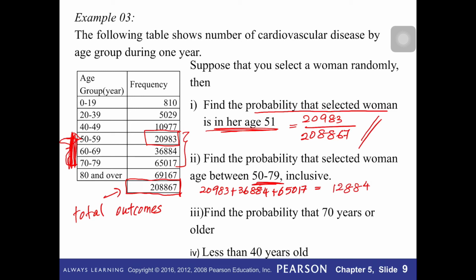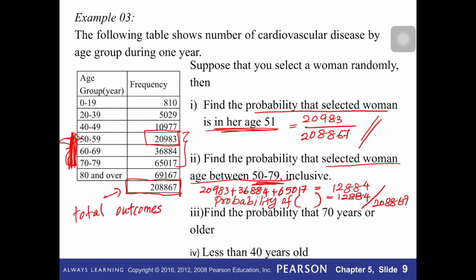Okay, the value is this one. Now, the probability of the selected woman aged between 50 and 79 inclusive. So the probability value is the probability of what they have mentioned, the selected woman aged between 50 and 79 inclusive, is this, your frequency, divided by the total number of outcomes, 208867. Okay. So calculate it and get the decimal value.